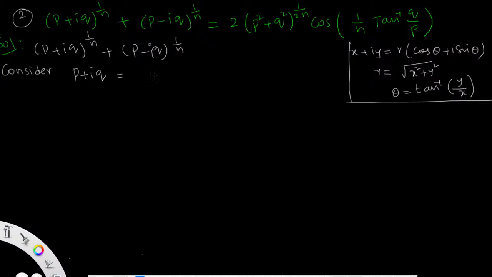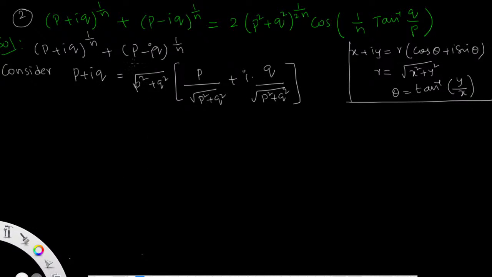So that is why root over p square plus q square multiplied by p by root over p square plus q square, plus i into q by root over p square plus q square. So I am just doing multiply and divide with this number, root over p square plus q square, with this, nothing but p you can get. Similarly, nothing but iq. In this way we can write it in the form r into cos theta plus i sin theta.